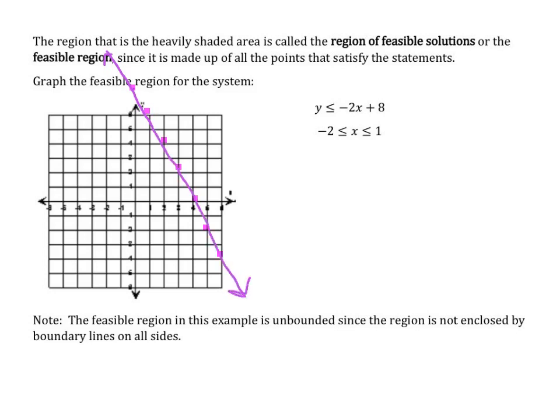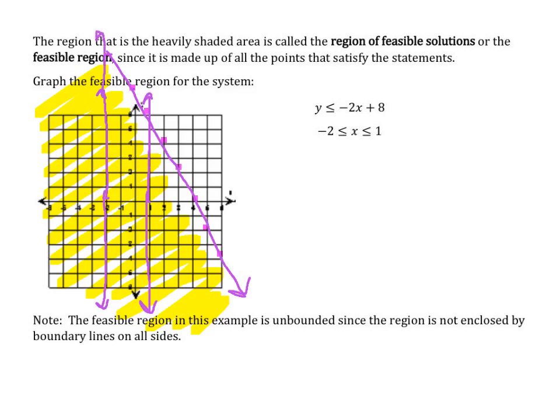And we want to shade below, since it's less than. So we want to shade below. And then we have x in between 1 and negative 2. So x is less than 1 would give us this line here. So x is 1 gives us a vertical line, and it's solid at 1. And x is negative 2 is a vertical line at negative 2. So x has to be in between negative 2 and 1.